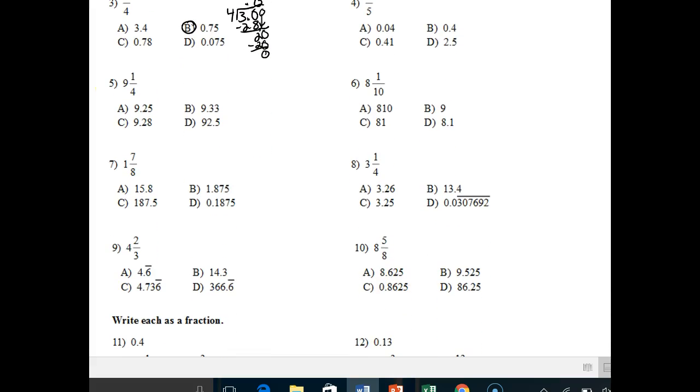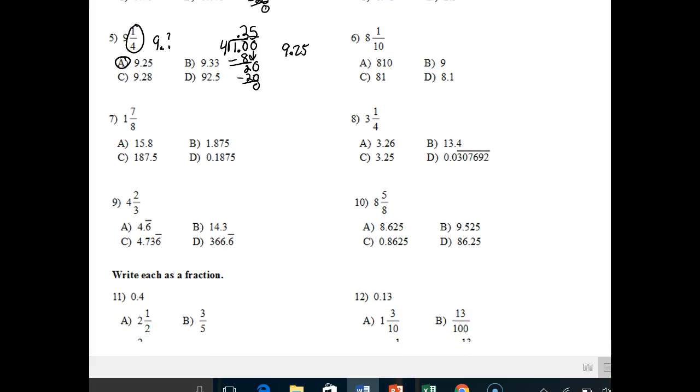Number 5, we have 9 and 1/4. So don't worry about the 9 just for now. Worry about the 1/4. We know it's going to be 9 point something, whatever the 1/4 is. So 4 into 1, it's decimal, decimal, 0. 4 goes into 10 2 times with 2 left over. Put a 0, bring it on down. 4 goes into 20 5 times. So my answer isn't 0.25. My answer is 9.25, because I had a 9 as my whole number. So A is my answer.